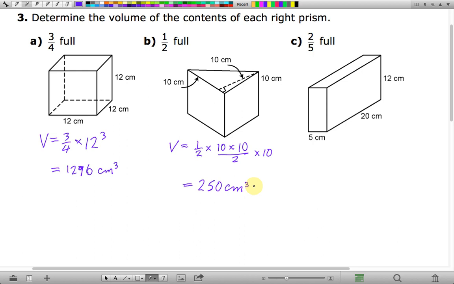So if you've got the idea, you may want to pause the video now, try part C on your own, and then play the video when you're ready to check your answer. If not, then I'll step you through this. Volume here is, because it's 2/5 full, we do 2/5 times area of the base, so it's 5 by 20, rectangular base, and height of the prism is 12. So if you multiply those three things together, you'll get 480 cubic centimeters.